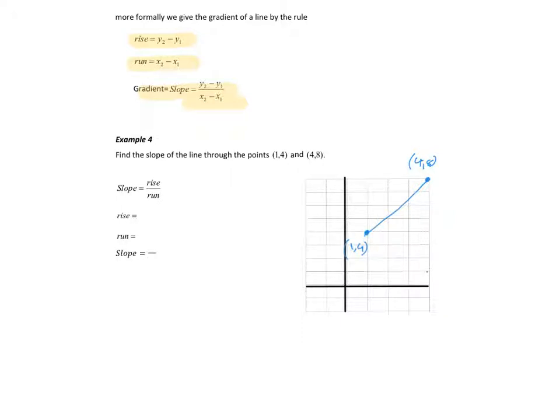So we know the slope is the rise over the run. Our rise is the change in the y value. So that's 8 minus 4, which is equal to 4. And our run is the change in the x values, which is 4 minus 1, which gives us 3. So the rise of our line is 4, the run of our line is 3, so the slope, or the gradient, is 4 on 3.